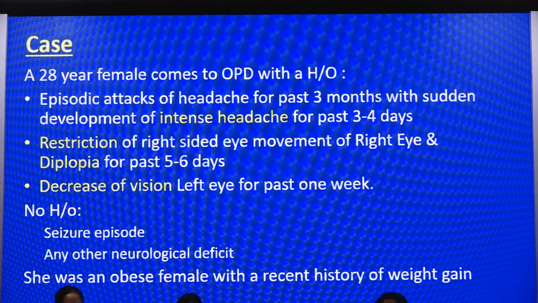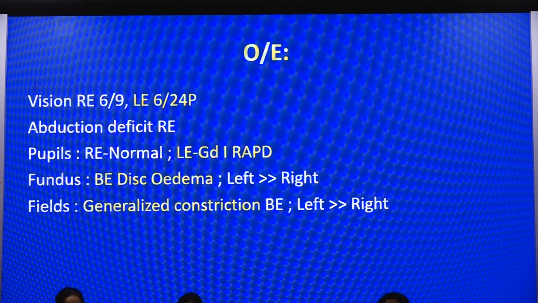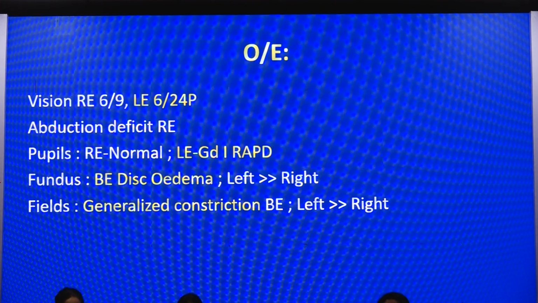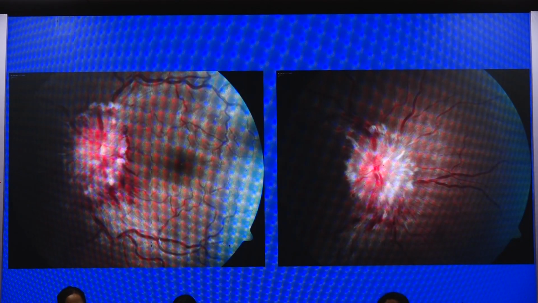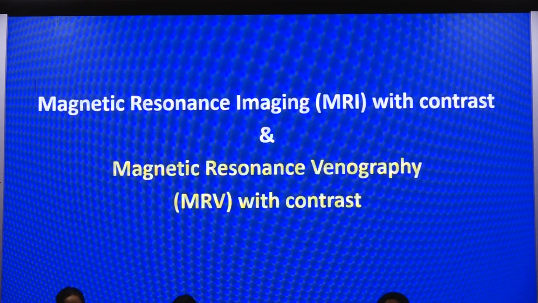Intense headache, 28-year female, restriction of movement, diplopia, decreased vision, left eye. There was no history of seizure episode, no other neurological deficit. The only positive was that she was an obese female with a history of recent weight gain. Vision was 6/24 in the left eye. There was a grade 1 RAPD, bilateral disc edema. I will show you, it was papilledema and generalized constriction of field. This is the restriction of the movement. This is the papilledema, as you can see, bilateral, and this is the restriction of the field.